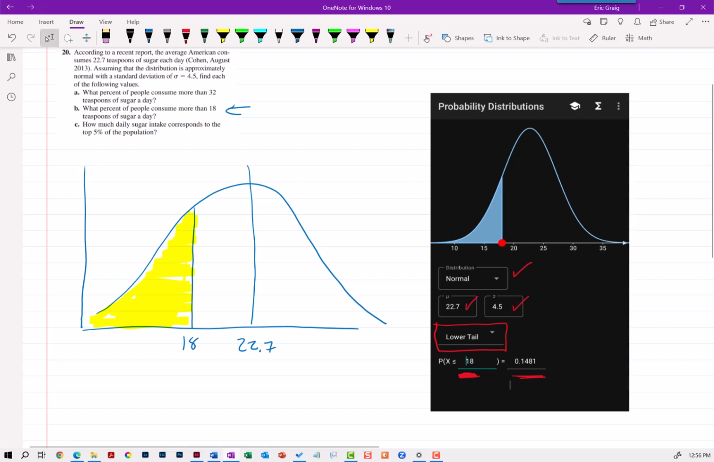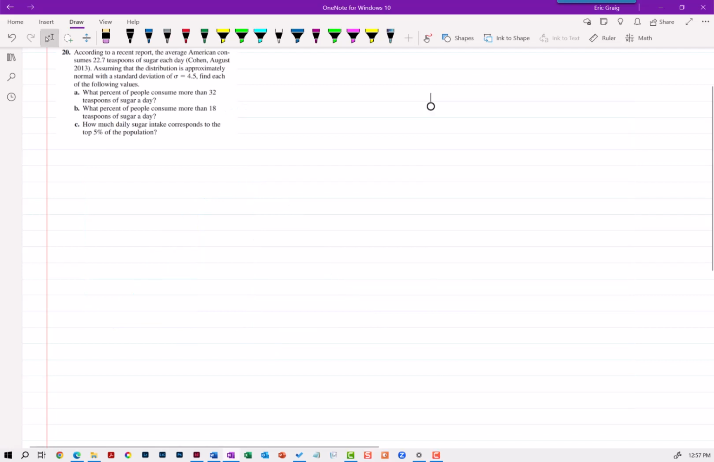Okay, now we'll take a look at another variation. I'll start off by erasing what we have here so far. And now we'll look for the percentage of people. I keep saying number, I'm sorry about that. The percentage of people who consume between 18 teaspoons and 32 teaspoons per day.